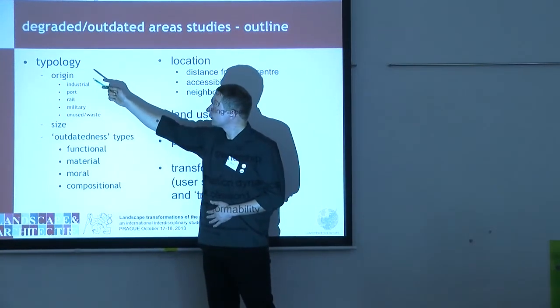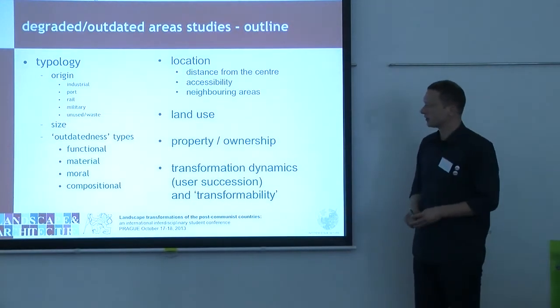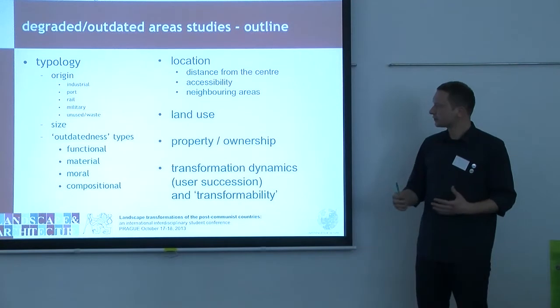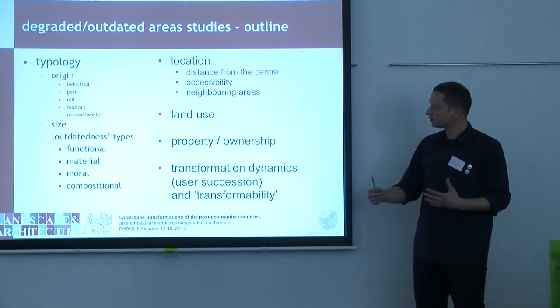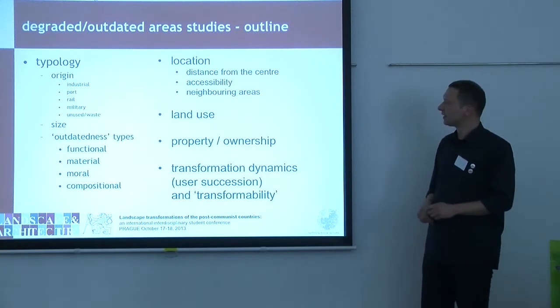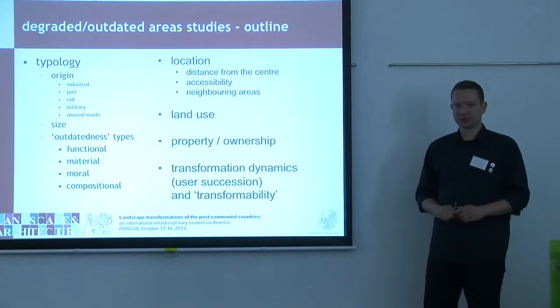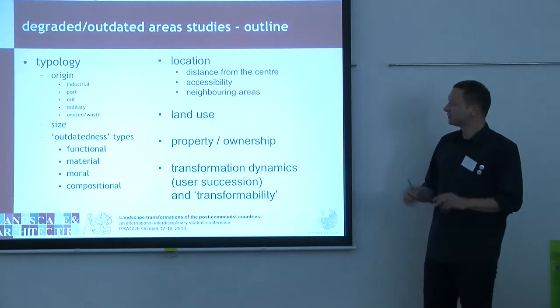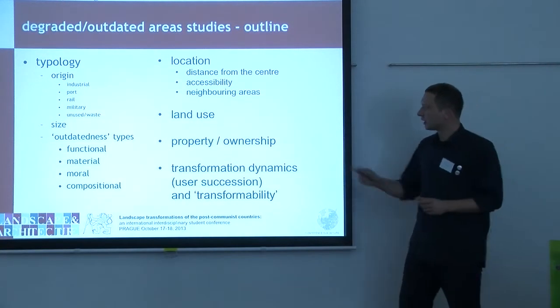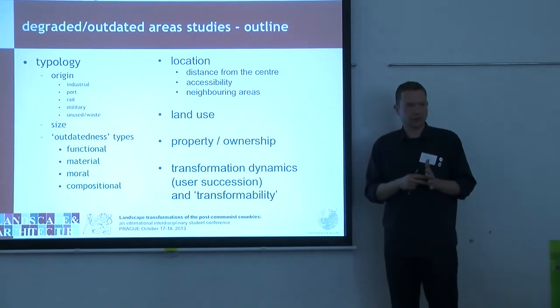For example, the outdated areas could be divided by their origin, such as industrial, port areas, railway areas, post-military areas, or unused waste urban fabric. They could be categorized by their size, which is probably the easiest categorization, or by outdatedness type: functional, material, moral, and compositional. Shortly, functional is when the function of the area has become outdated.